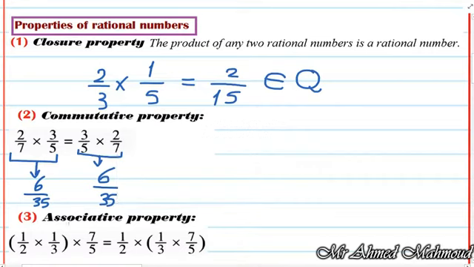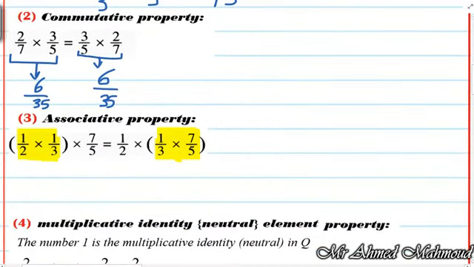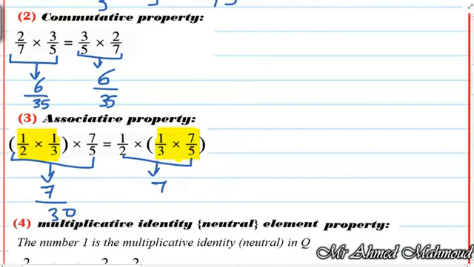Number 3 is the associative property. The associative property means if we have three fractions like this, and I need to multiply them in two different situations. In the first situation, I'm putting the brackets around 1 over 2. In the second situation, I'm putting the brackets around 1 over 3 and 7 over 6. In the first case, the result is 7 over 30. In the second case, the result is also 7 over 30, and this is the associative property.